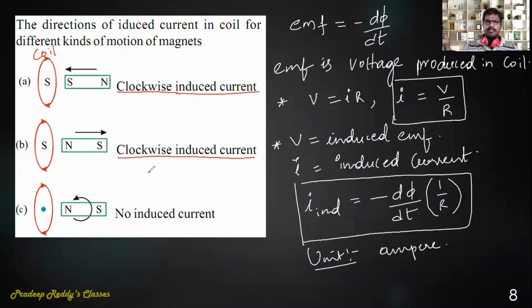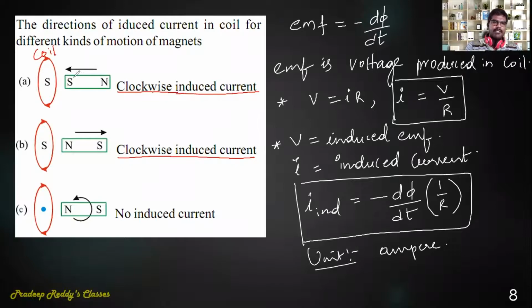In the first case, south is brought closer. In the second case, south is moving away. The effect produced by south coming closer and south moving away will be the same. Similarly, the effect produced by north coming closer and north moving away will be the same. But the effect produced by south coming closer and north coming closer are not the same. They are different. Let me explain clearly.